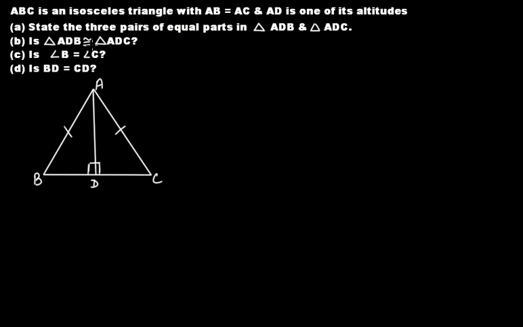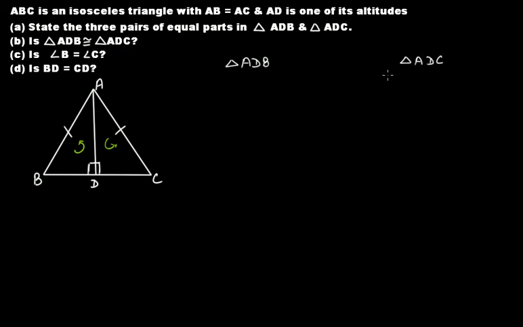Now, the first part is: state the three pairs of equal parts in triangle ADB and triangle ADC. Okay, let's begin. We have two triangles, this triangle and this triangle. So first write triangle ADB and then triangle ADC. We have to write the three pairs of equal parts.